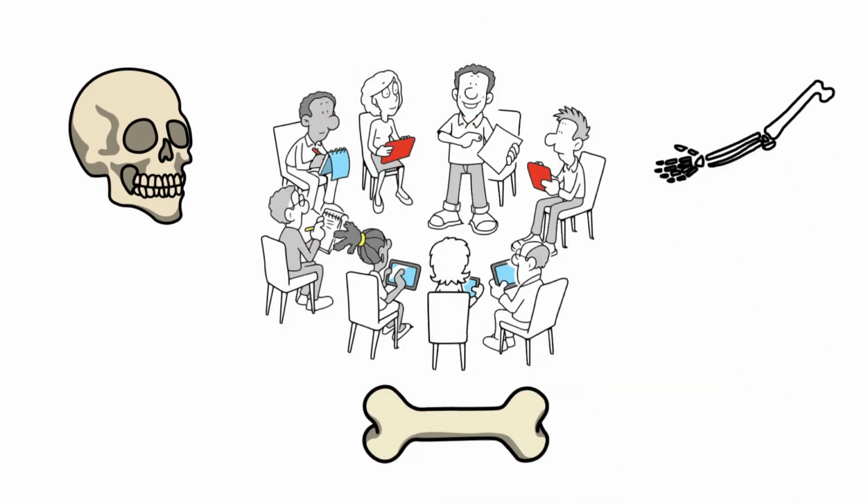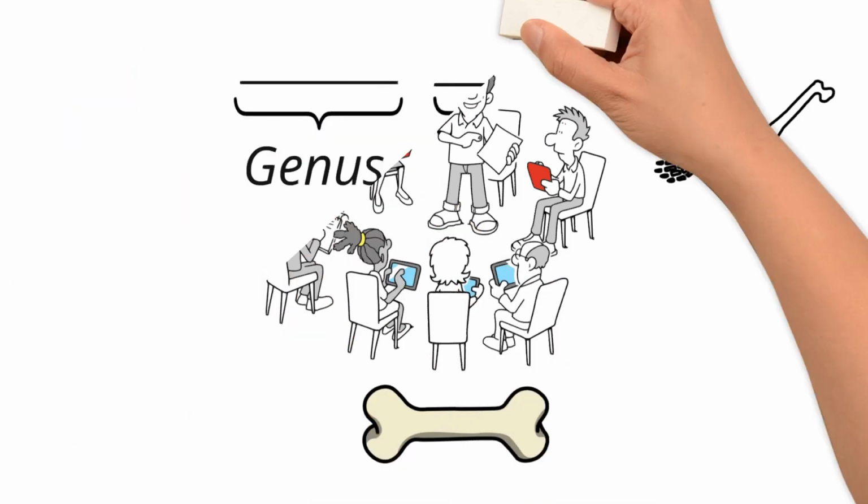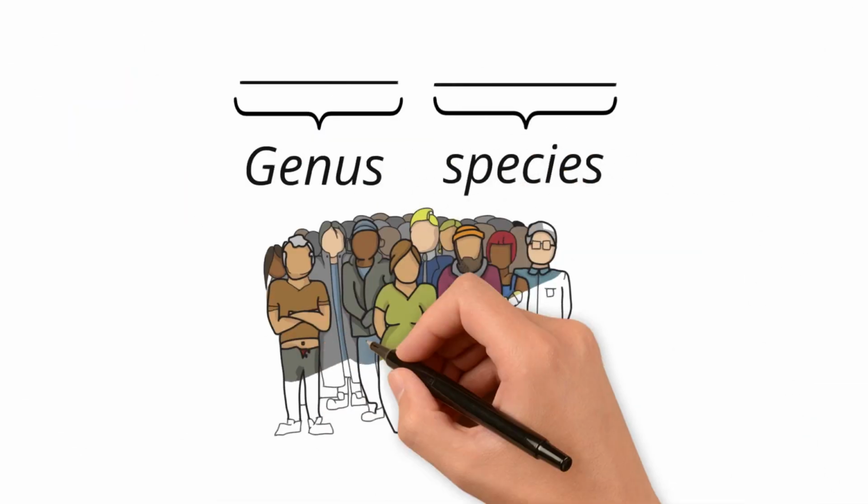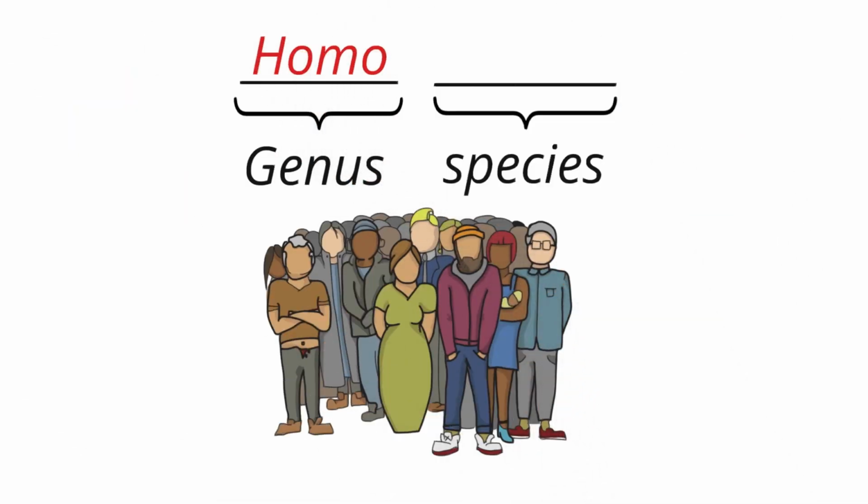But it isn't always easy. For now, we know that humans living today are the only species left in our genus, Homo, and we know that all of us belong to the same species, sapiens.